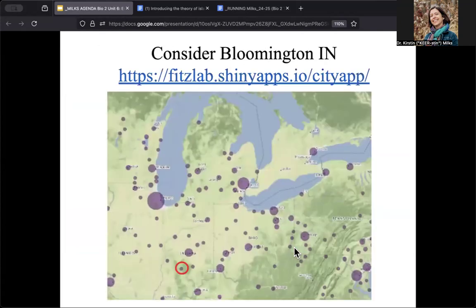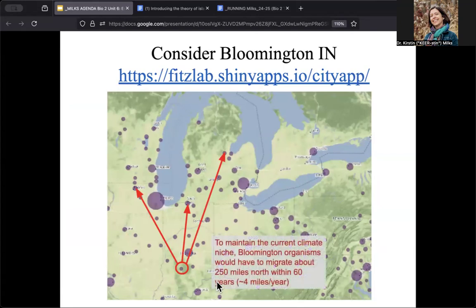So for plants and animals that are here, if we take a look at what the expected climate is, this prediction is a little older, but you can see that migration is going to be up maybe even higher into the mitten of Michigan. So to maintain the current climate niche, Bloomington organisms would have to migrate. And we're not talking about back and forth like birds. We're talking about changing their range about 250 miles north within 60 years. That's about 4 miles a year.